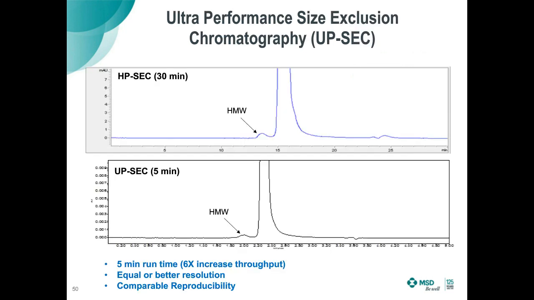So typically 5-micron columns allow for separation in 30 minutes and provide adequate separation between HMW and monomer. The invention of the 1.7 BEH column allows us to shrink that separation down to about 5 minutes, allowing a 6-fold increase in throughput. We can get equal or better resolution for many MABs, while the reproducibility has been comparable to HPLC.